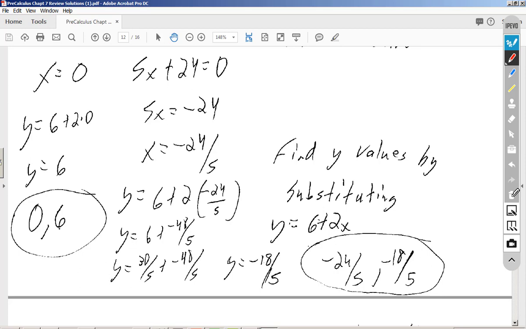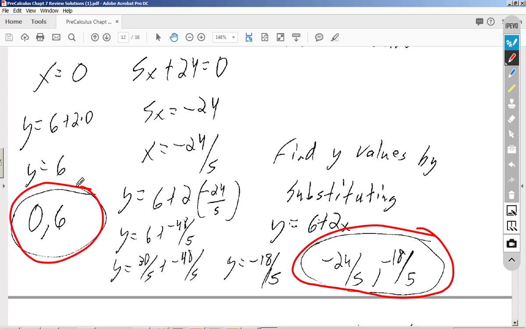So there's that ordered pair, negative 24/5 and negative 18/5. That would also work in the equation. So your answer is 0, 6, and negative 24/5 and negative 18/5.